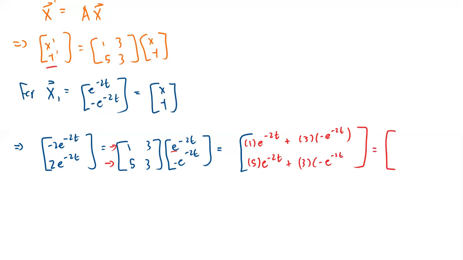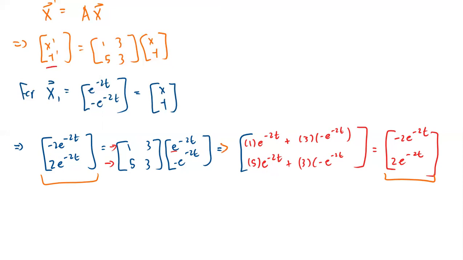Simplify this, what do we get? We get 1 minus 3, which is minus 2. And then on the bottom we get 5 plus minus 3, so we get positive 2. And you can see that we get equality. This, which is the right-hand side, equals the left-hand side.